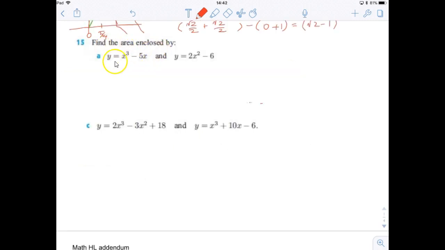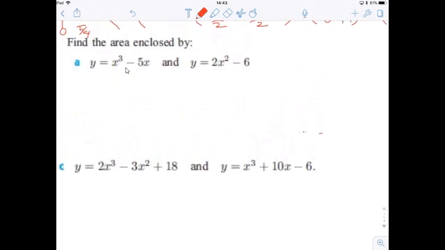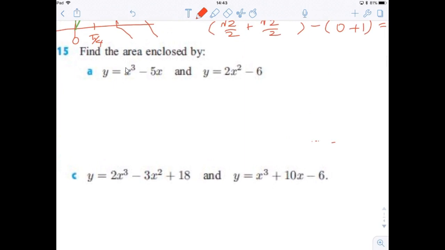Okay, find the area enclosed by y equals x cubed minus 5x and y equals 2x squared minus 6. Okay, so this is a tricky one, isn't it? First, you kind of have to graph them because they didn't give you the limits of integration, right? So instead of making an XY table or something, I'm going to factor each one, because remember, factoring the first one tells us something about where the x-intercepts are. So that's going to help us.